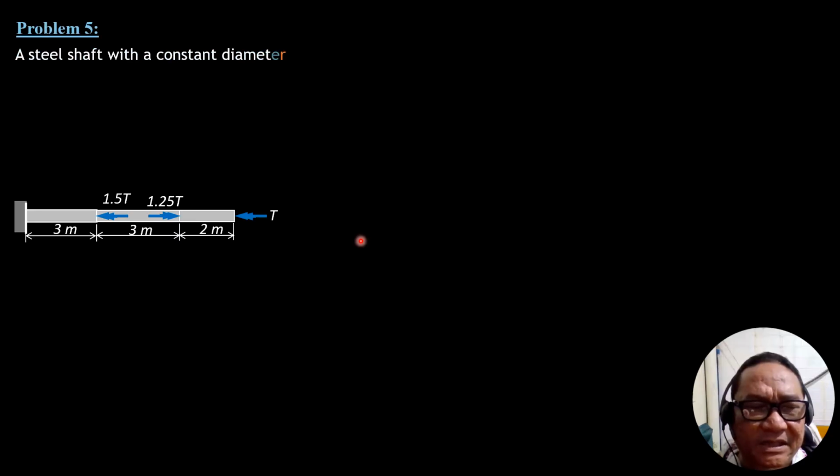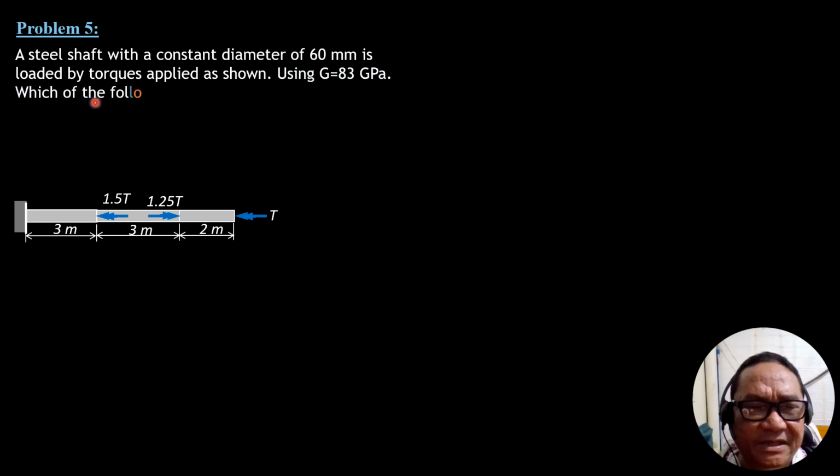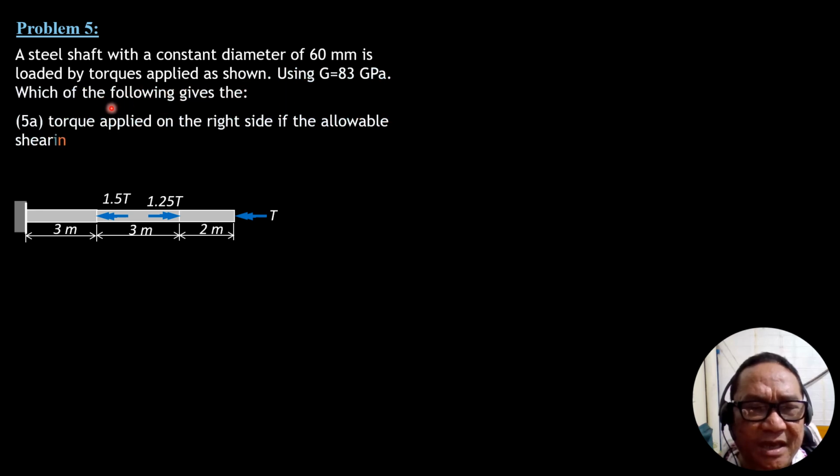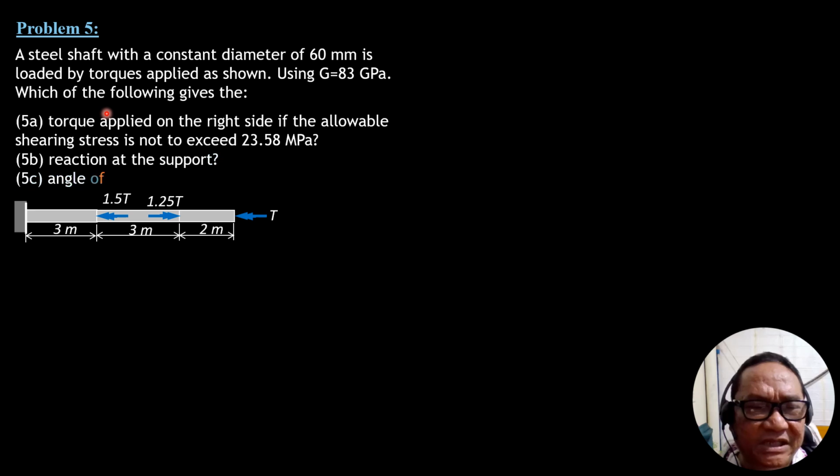Problem 5. A steel shaft with a constant diameter of 60 mm is loaded by torques applied as shown, using a shear modulus of elasticity of 83 gigapascals. Which of the following gives (A) the torque applied on the right side if the allowable shearing stress is not to exceed 23.58 megapascals, (B) the reaction at the support, and (C) the angle of twist. So let's draw the torque diagram. So this is negative, if you follow the right hand rule, negative T, then plus 1.25.